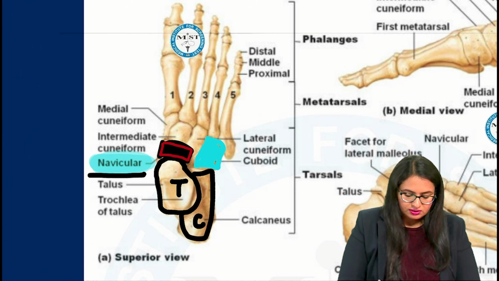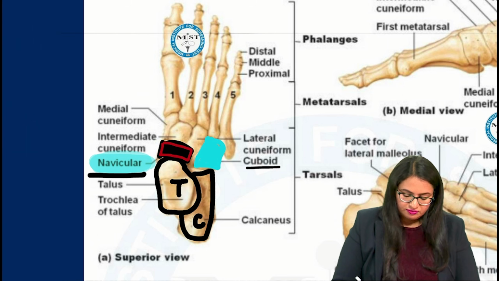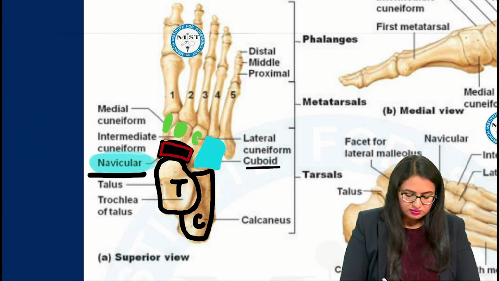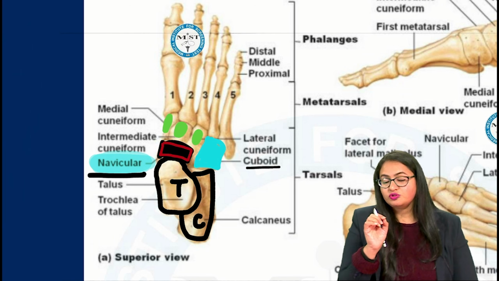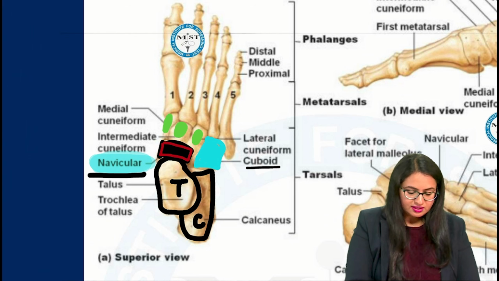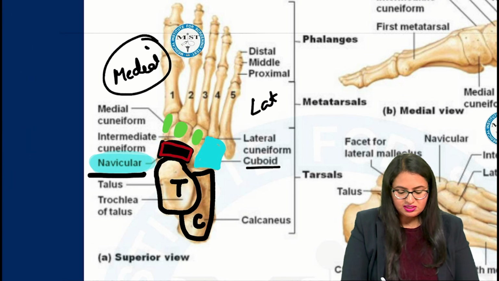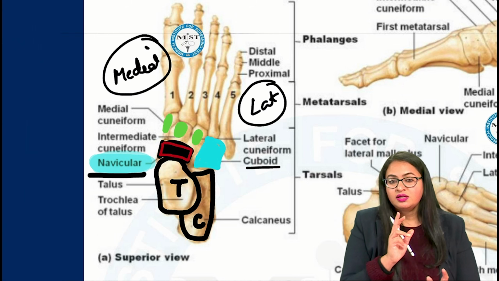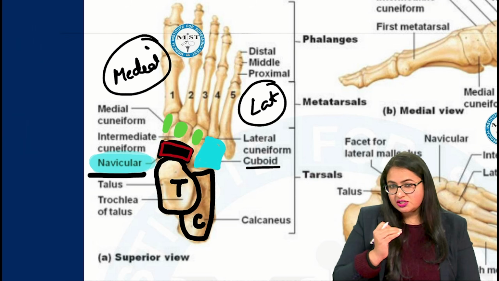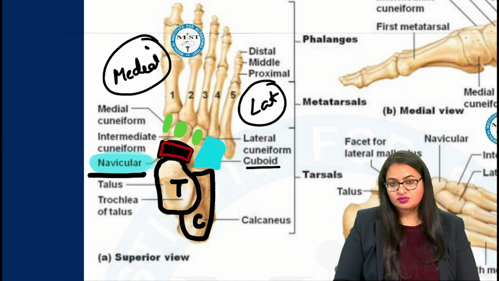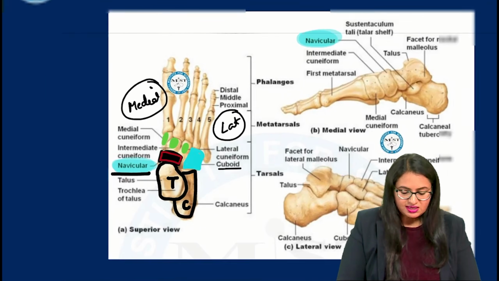This bone, a cube-like bone, this bone is cuboid. In front of the navicular, you are having three bones over here which are cuneiforms. Now, the navicular bone is the most important, and keep in mind that it is present towards the medial side. This is the medial and the lateral side. The navicular, first of all, is present towards the medial side, and it is just present anterior to the talus. So in the superior view, you can very easily identify it.